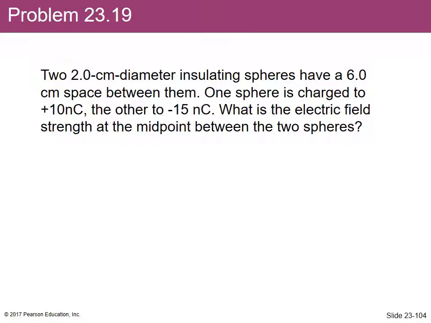Two 2 centimeter diameter insulating spheres have a 6 centimeter space between them. One sphere is charged to 10 nanocoulombs, the other to minus 15 nanocoulombs. What is the electric field strength at the midpoint between the two spheres?